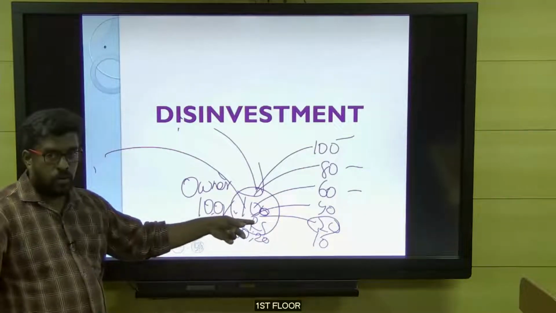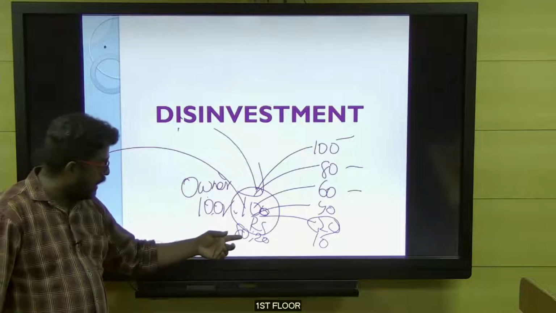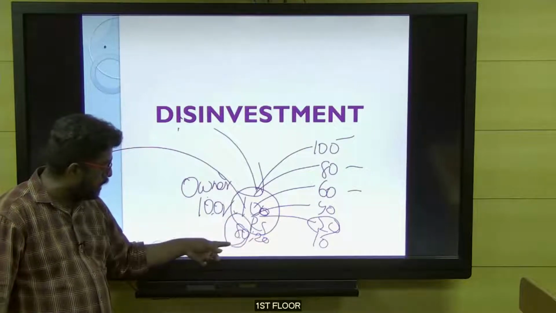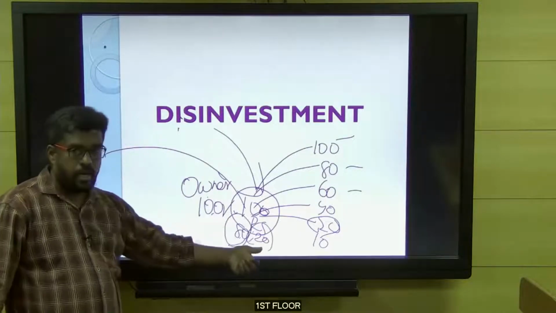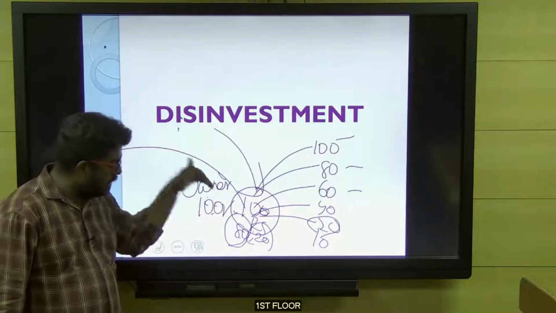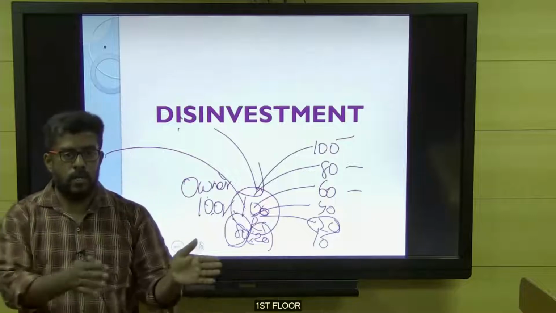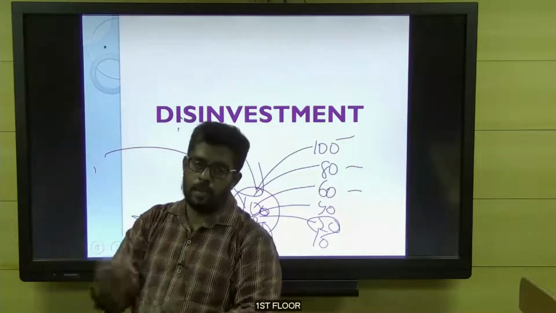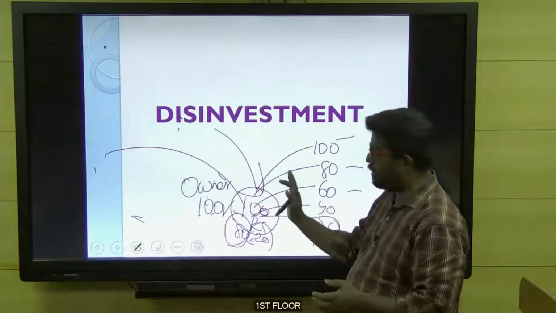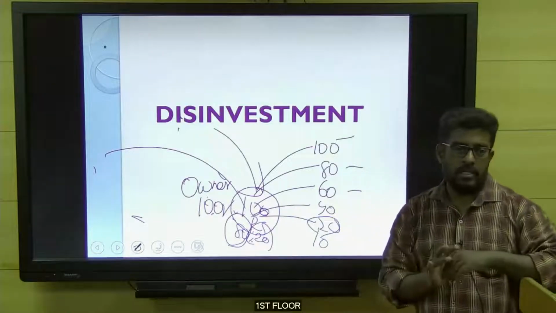Earlier it was 100, the entire ownership was yours. But now, with 80-20, your ownership will be 80%. Another person has become the new owner. He has invested 20, so you can get back your 20%. When the money flows in, you can take back the money. This concept is normally called disinvestment.